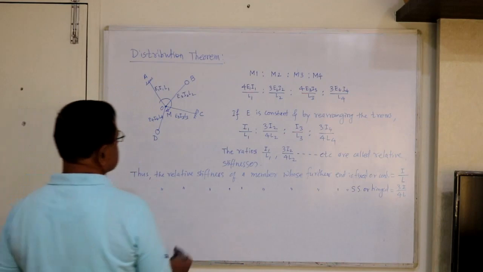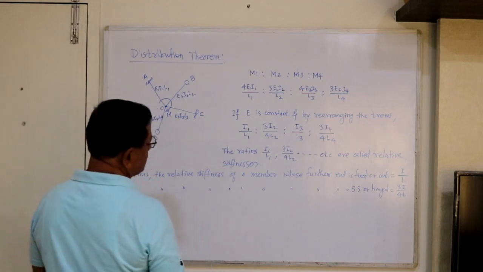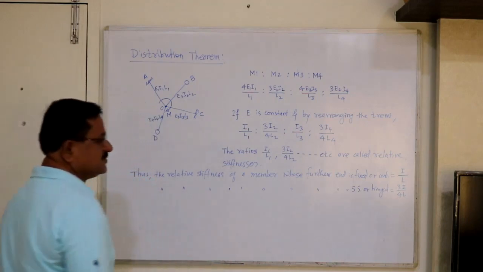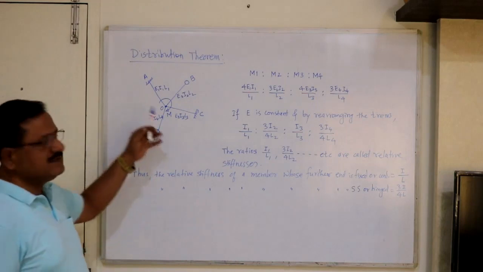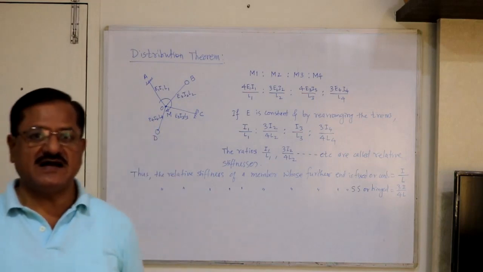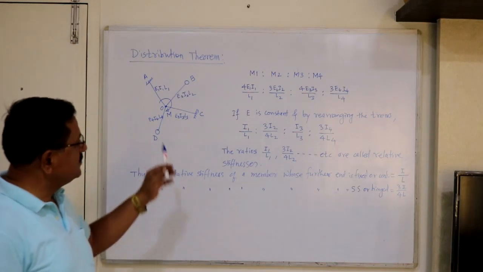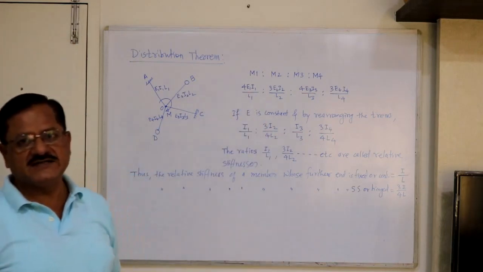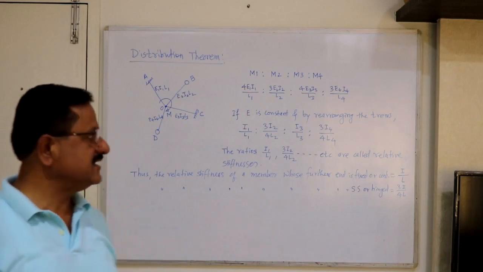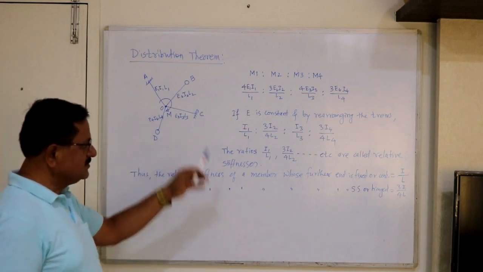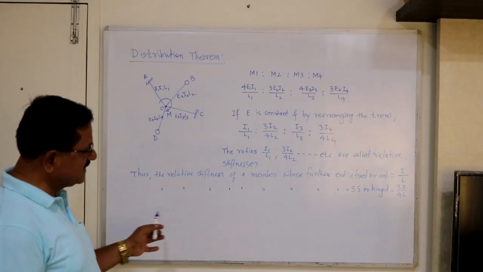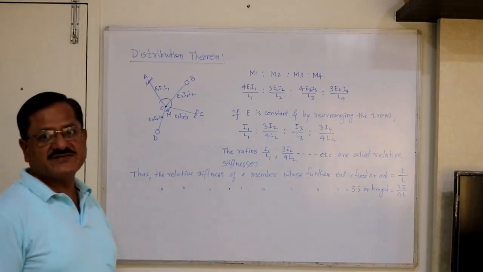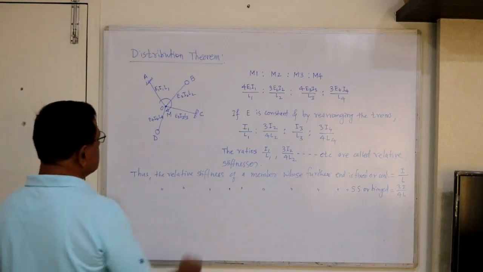Now the next term that you have to understand is the distribution factor. When the distribution theorem is asked, first of all you have to write down the statement. I have not given it here, but I have already told you. So you write down the statement, then work out how the moments are distributed, and show how the relative stiffnesses are calculated.